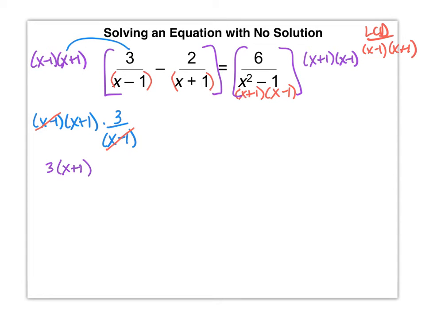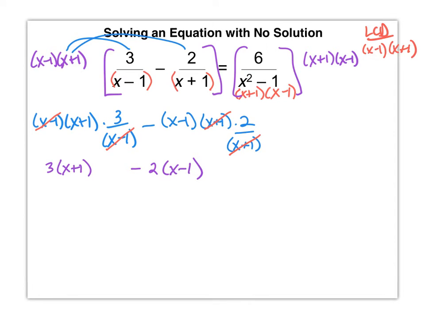Now we're going to multiply the second fraction by the LCD. So that's going to look like minus the LCD of x minus 1 times x plus 1 times the fraction 2 over x plus 1. Now the x plus 1 denominator will divide out with the x plus 1 that's part of the LCD, and the result would be minus 2 times the quantity x minus 1.